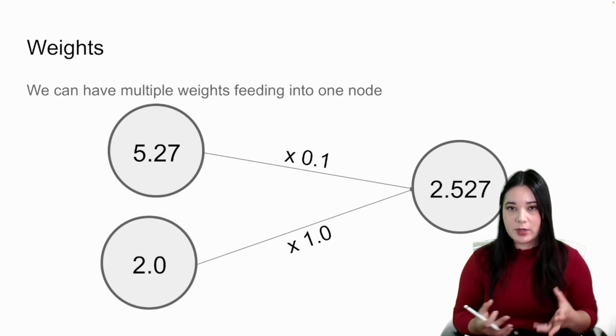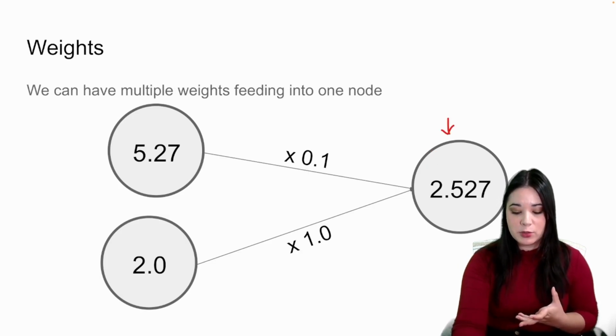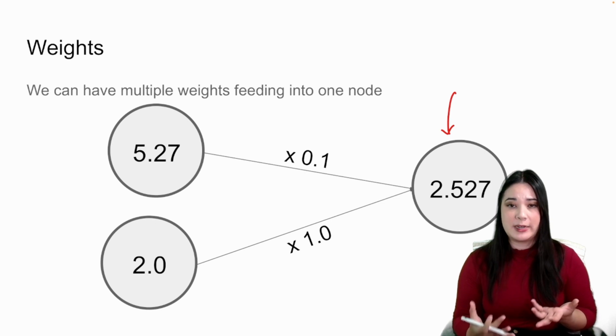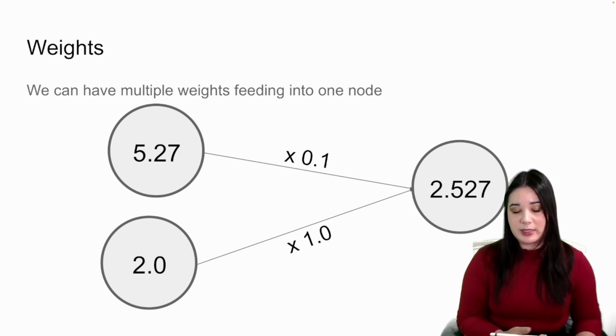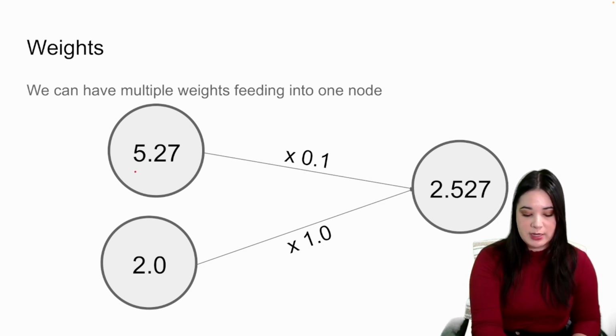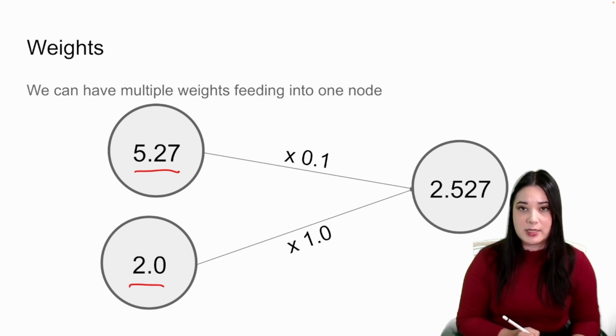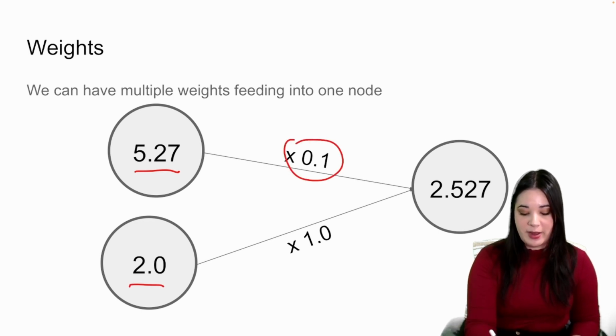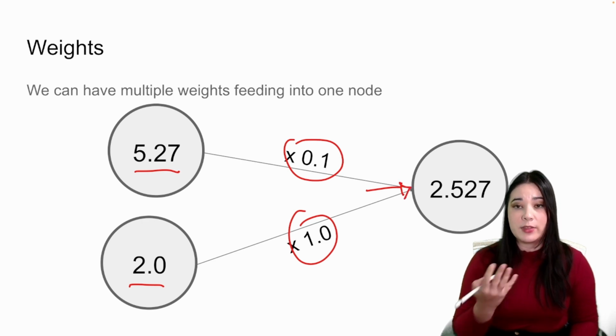Now, in neural networks, one node can actually have multiple input nodes that help determine its value. For instance, here we have a really simple relationship where the two nodes here, 5.27 and 2.0, are both multiplied by their respective weights and then added together in order to get the value of this right-hand node.